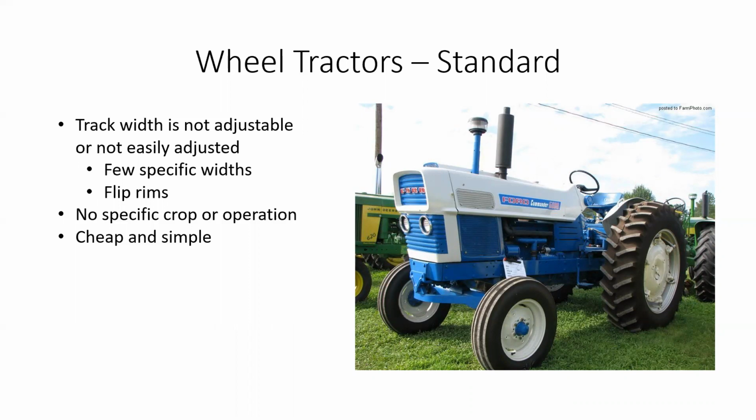It doesn't need this complicated mechanism to move the tires in and out. A lot of times you can do a couple things, like sometimes you can flip the rims around to get the tires to go in or out. But you really only have a couple specific widths. It's not super adjustable, so it's not really meant for a specific operation or a specific crop. It's cheap and simple. It's the most basic version. If you don't need anything complicated, why pay for it? That'll be something we talk about through a lot of these lectures: there are complicated machines out there, but if you don't need it for something specific, why pay for it?